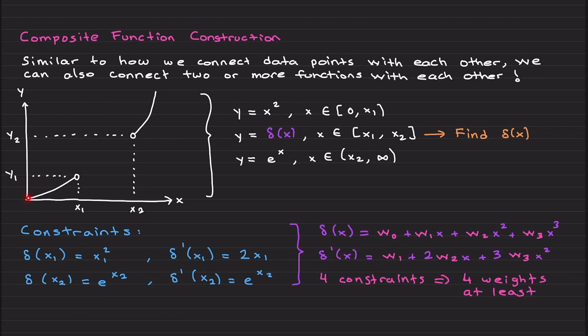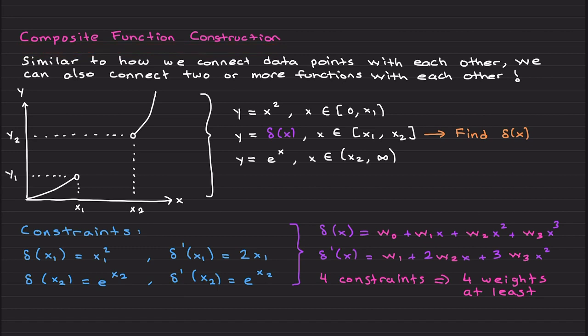Let's say you have a function that looks like this between 0 and x1, and you have another function that is looking like this. Let's say the first function over here is y equals x to the power of 2, and the second function is y equals e to the power of x. Now, similar to how we connect data points, we can also connect 2 or more functions with each other, and once we do that, we call them composite functions. How we construct them, we call composite function construction.